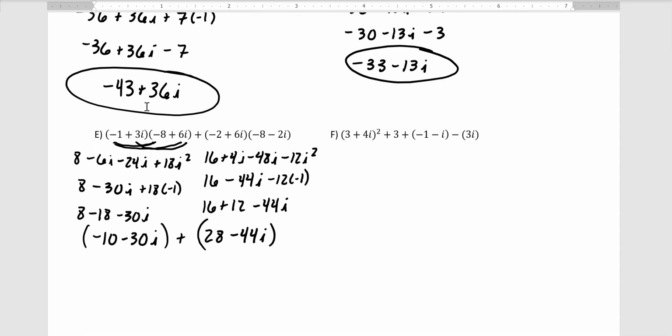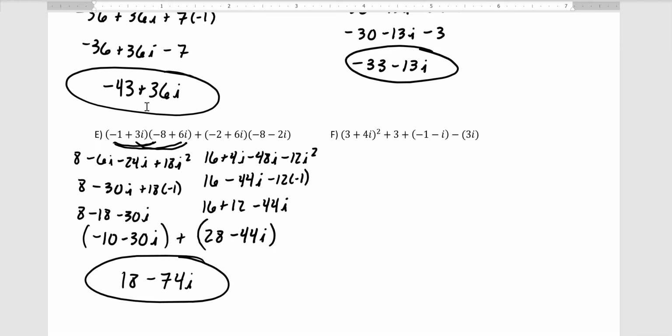So now we add my reals. So negative 10 plus 28 would give me 18. My imaginaries, negative 30i plus negative 44i would give me negative 74i. And that would be our solution.